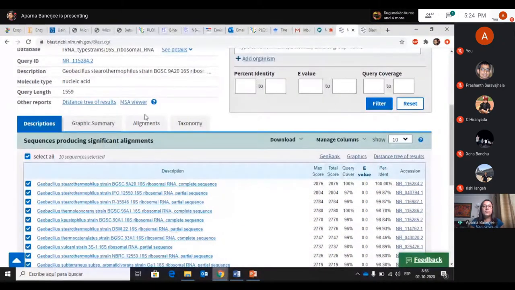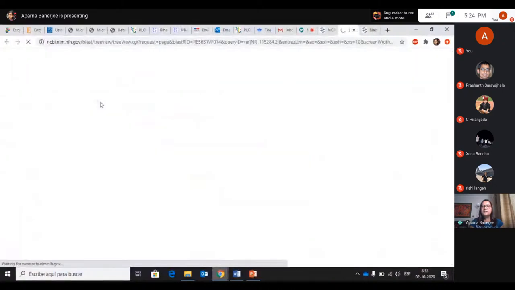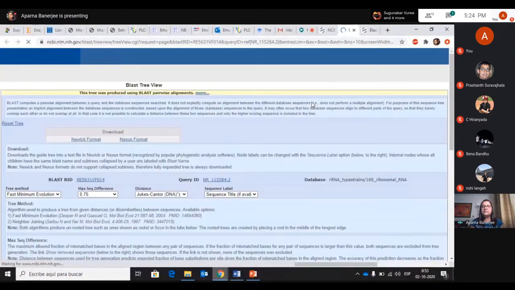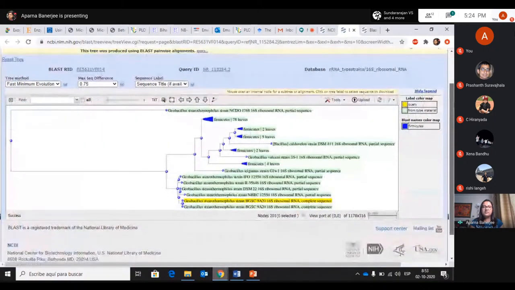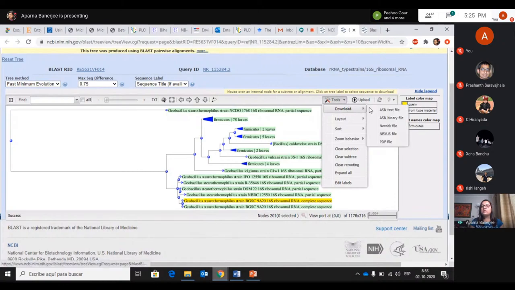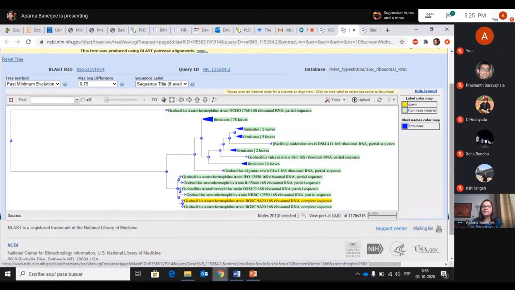And if we go to the tree, it will show us one tree and which one it's most similar to. So look, it's most similar to Geobacillus stearothermophilus. It was showing 100% similarity with that particular strain. And we can also download it as a PDF file, so we can see it whenever we want. We can download the file too.